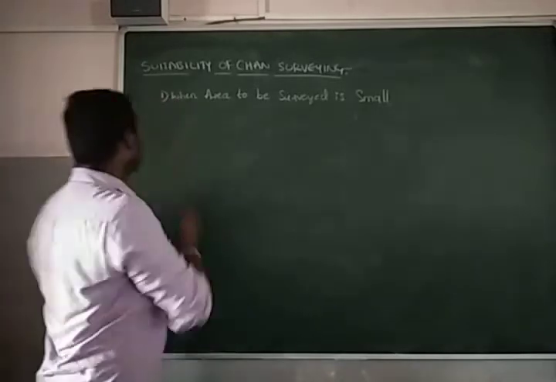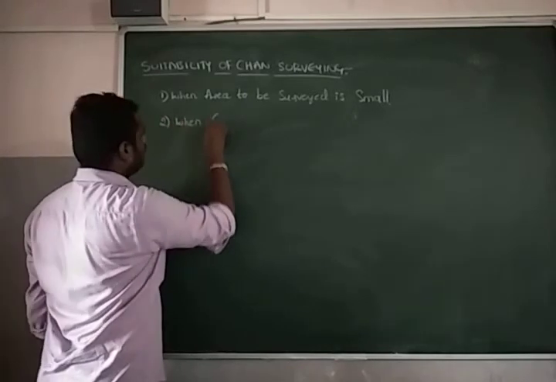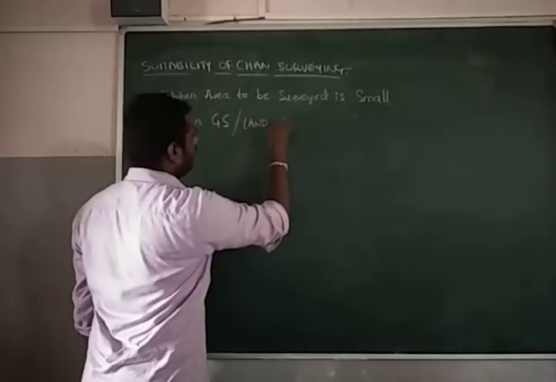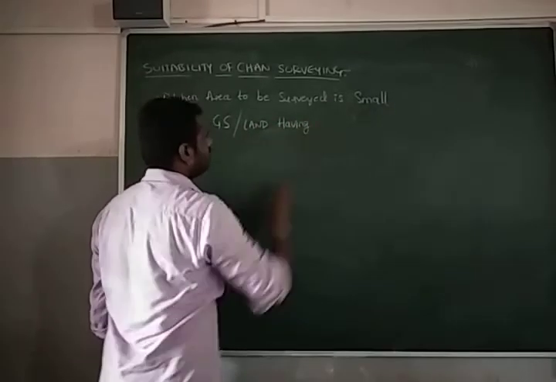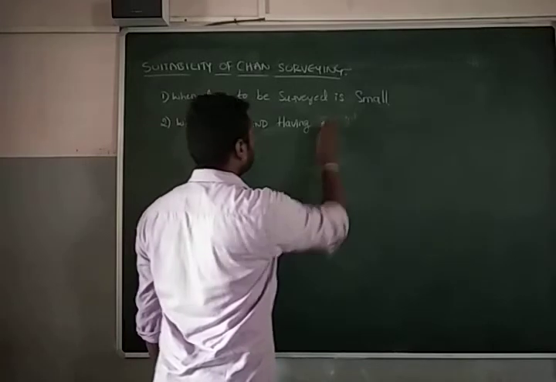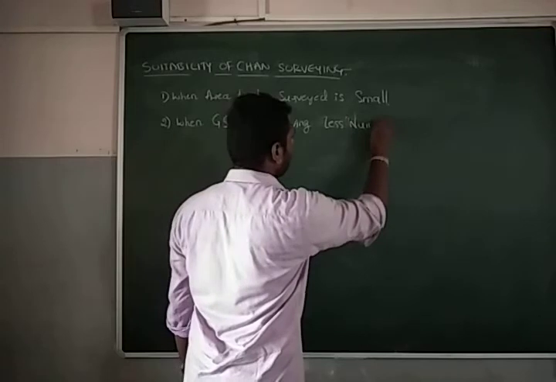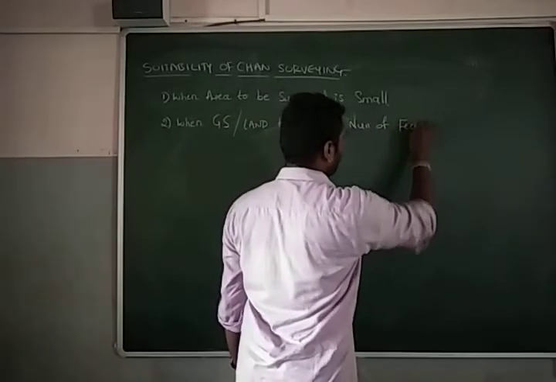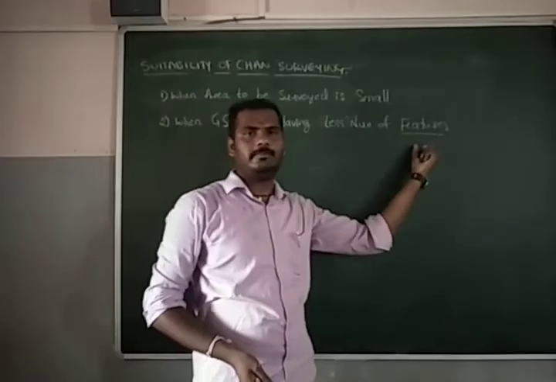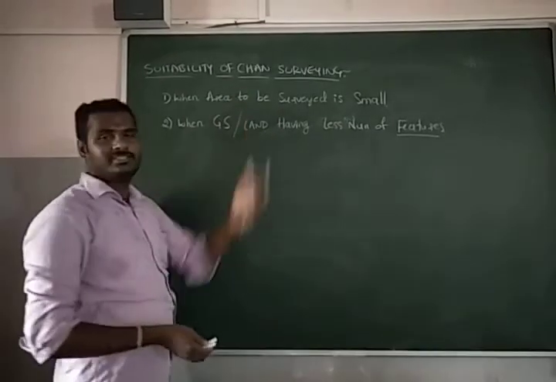That is the first condition. The next condition is when the ground surface or land has a small, or better to call it a less number of features. Here features mean a less number of data. When it is required with a less number of data, then only we prefer chain surveying.